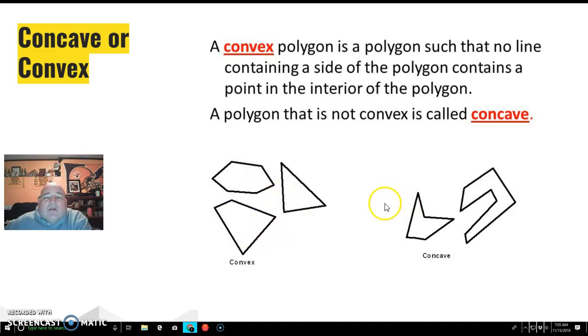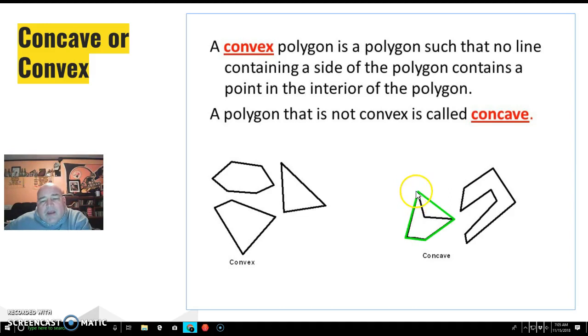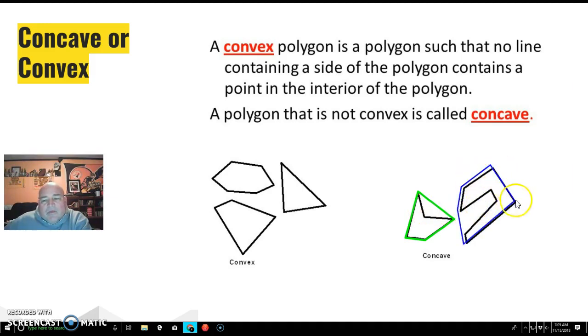Notice here on the two that are concave, if I took a green rubber band and stuck it around this polygon, I'd have a gap right here that I could put something in between that would be in between the rubber band and the polygon. Therefore, it's concave. Notice the next one. The blue rubber band, we'd have a gap right here where something could go in between. That makes it concave.